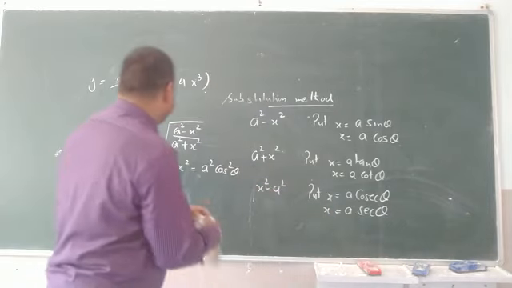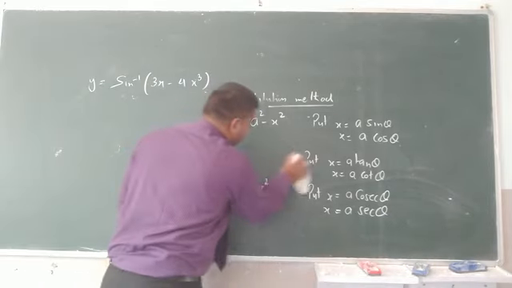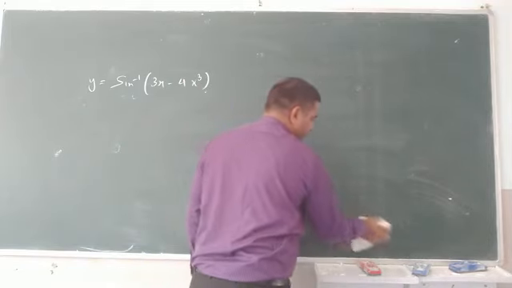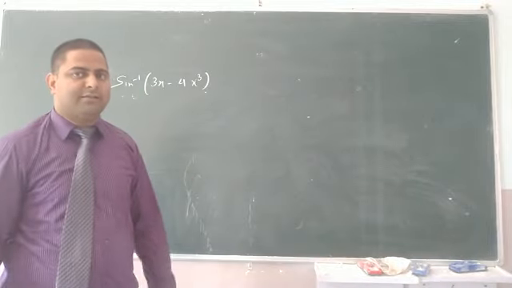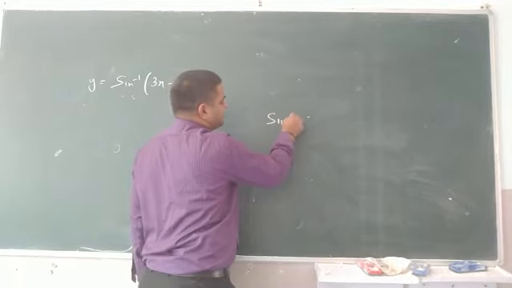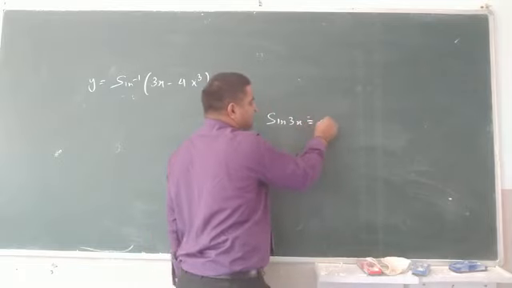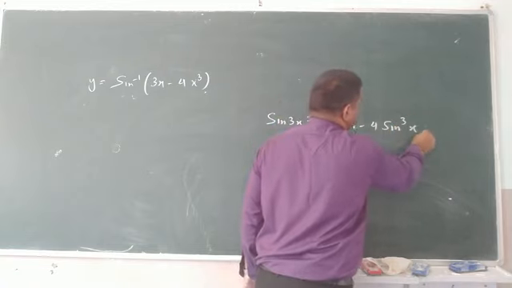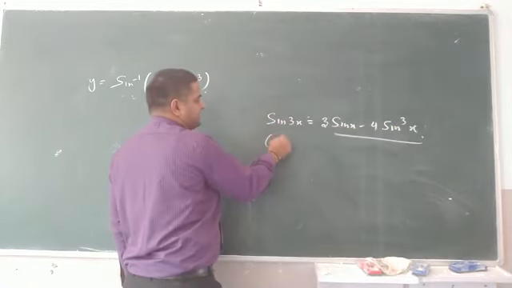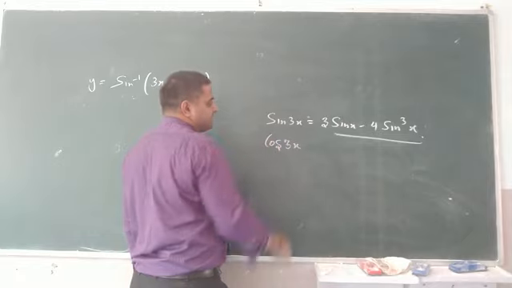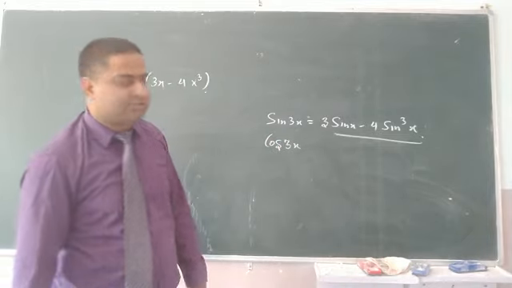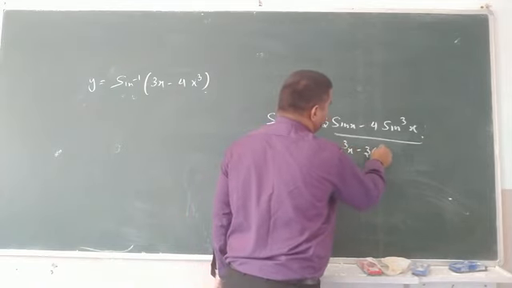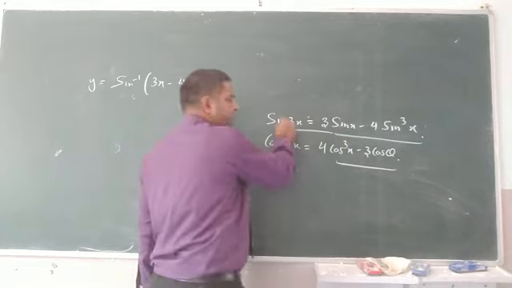Now, if we see this question, sine inverse of 3x minus 4x cube, I hope you know a few formulas of sine 3x. The formula of sine 3x is 3 sine x minus 4 sine cube x. Very important formula. Similarly, I hope you know the formula of cos 3x also. It is 4 cos cube x minus 3 cos x, and so on.